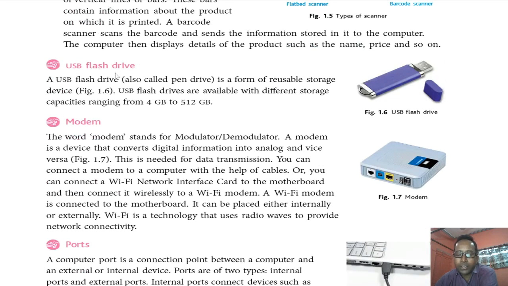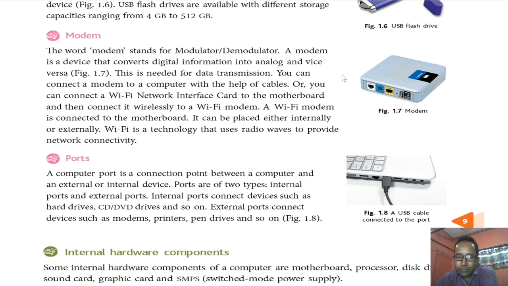Next is USB flash drive. A USB flash drive, which is commonly called a pen drive, is a form of reusable storage device. USB flash drives are available with different storage capacities ranging from 4 GB to 512 GB. This is a commonly used secondary storage media which we can use to transfer a file from one device to another device.